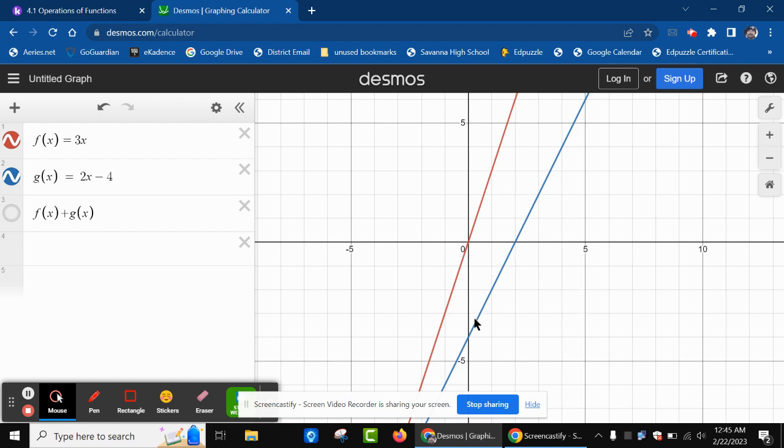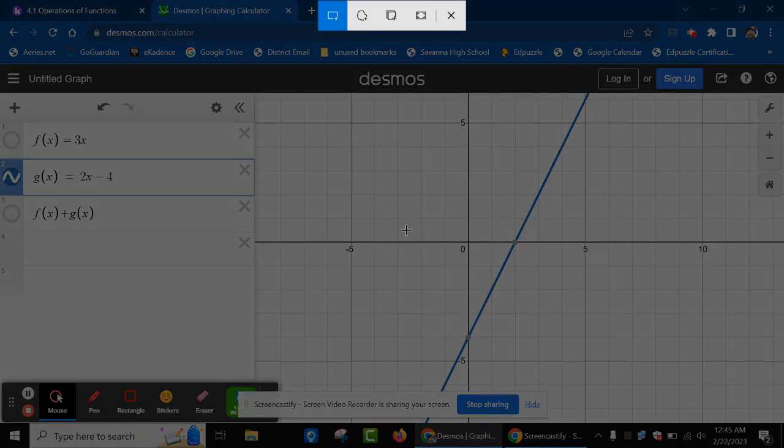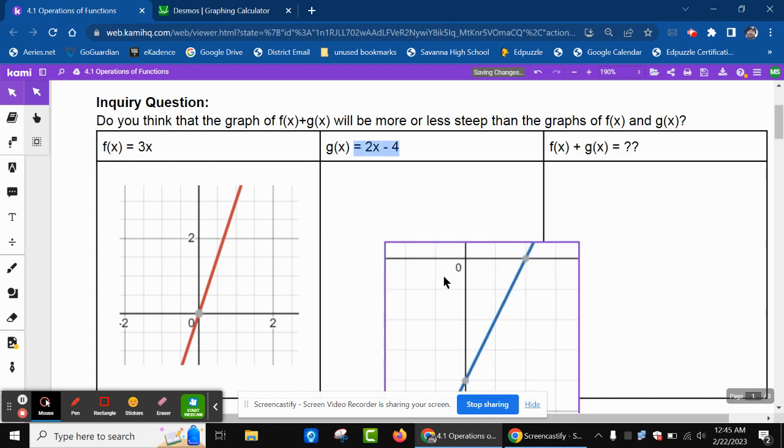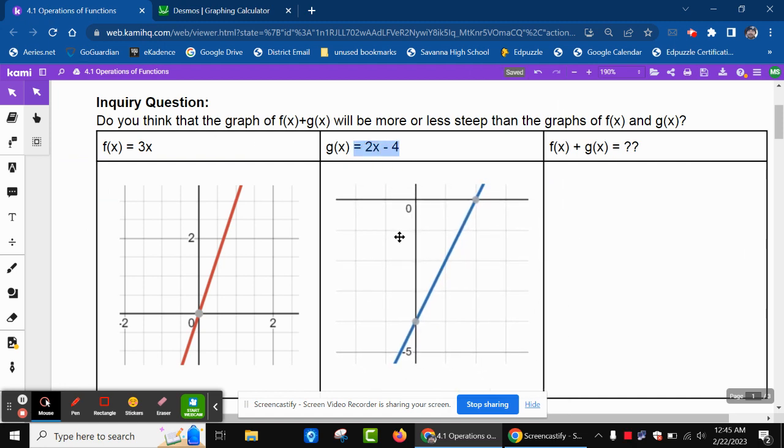But the other thing we're going to notice is, hey, it goes down 4. It hits here at 0, negative 4. So let's take that off. We have two different graphs right here. They look similar, but if you notice, the slope of this one would be 3x, and the slope of this one is 2x, meaning 3 over 1 and 2 over 1.